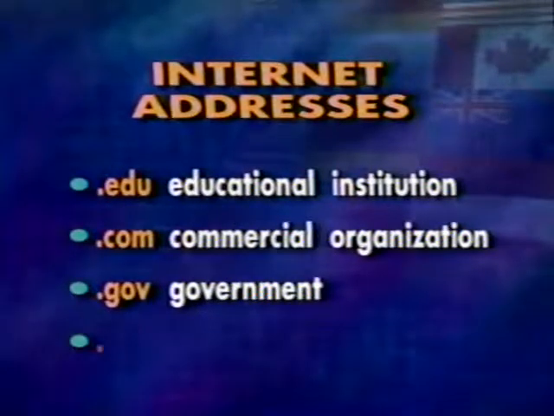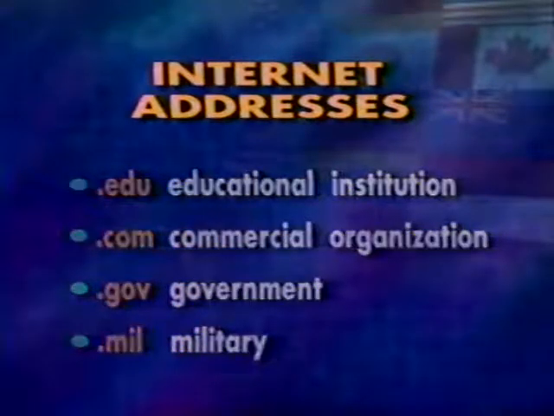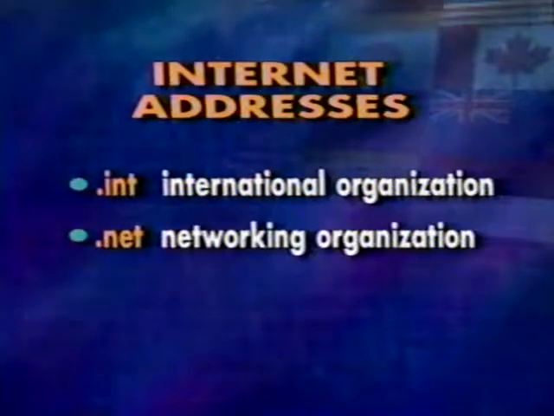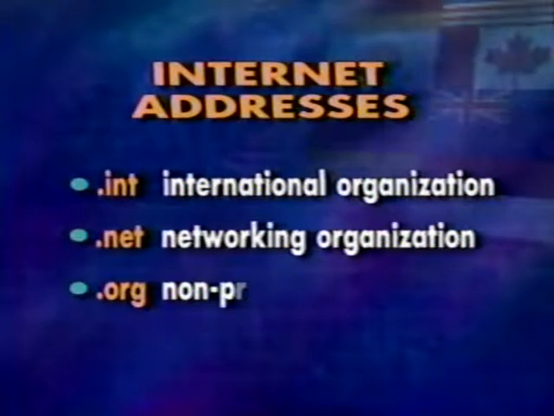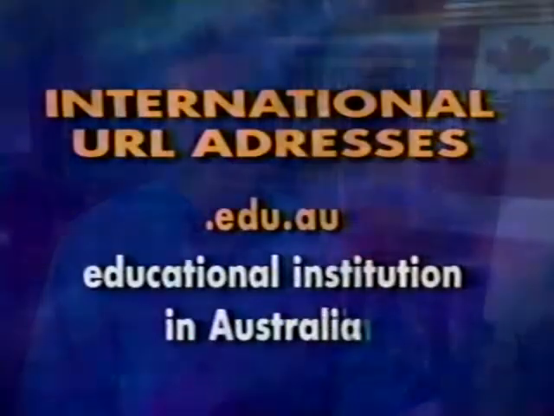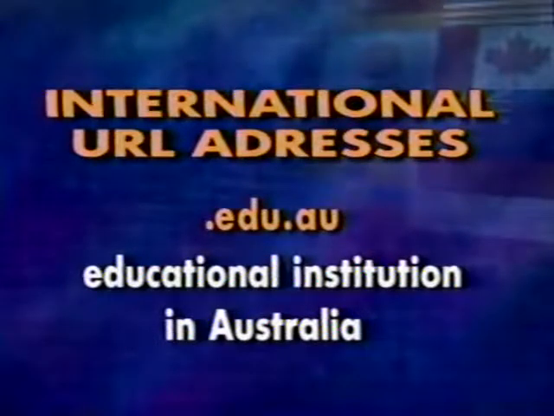.gov, government. .mil, military. .int, international organization. .net, networking organization. And .org, nonprofit organization. There are many international names as well. An AU added to the end of a URL address would indicate an educational institution located in Australia.